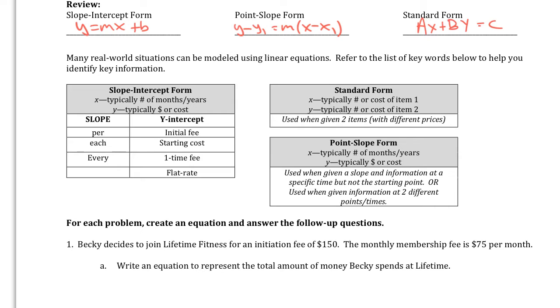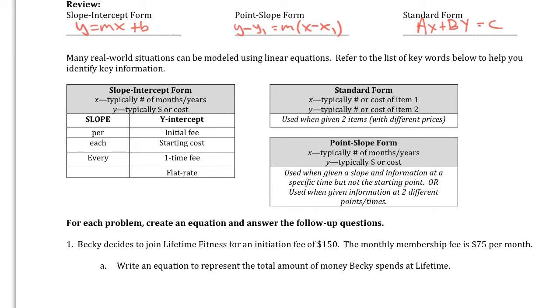And in these charts here, we have some key words and some key ways that we might see different forms of equations. Slope-intercept form sometimes shows up. Usually we see a slope where we get the rate, and then a y-intercept, which usually talks about a beginning amount, maybe a fee or a cost. Standard form, sometimes we'll write equations in standard form, and usually we'll use this if I give you two items and they have different prices. Things like that. And so x is usually how many of one item, and y is usually how many of the other.